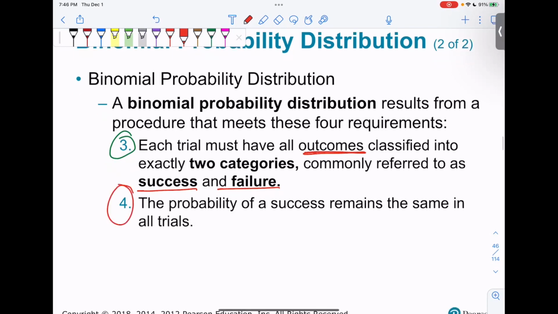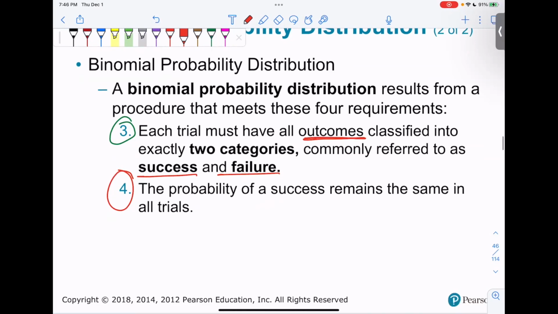The last thing: the probability of success remains the same in all trials. If I flip a coin, the probability of success, which is the probability of having heads, would be 50-50, right? 0.5. Okay, that's the first try. For the second try, the probability of success is still 0.5, right? That's what I mean by the same.